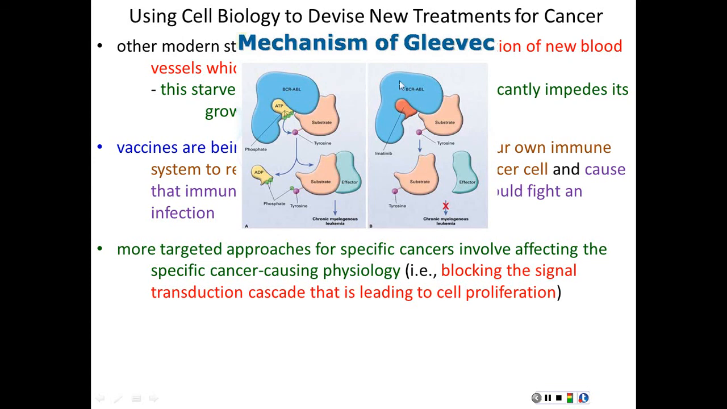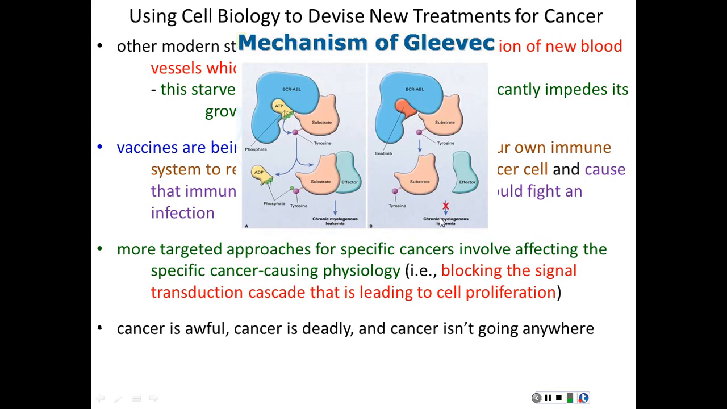This drug, Gleevec, binds to this ATP binding pocket in this protein. It blocks that pocket. ATP can no longer bind here. There's no more source for the phosphate group. We block the activation of the substrate. We block the effector molecule. We stop the cancer. Cancer is awful.